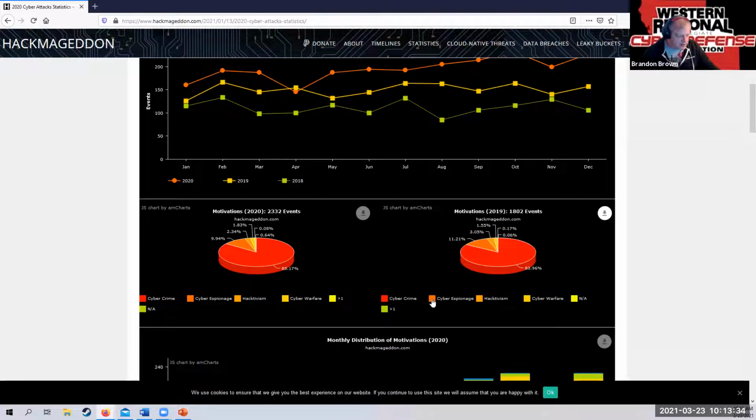Okay. Cyber espionage is on the rise, right? Year over year. I'm sorry, it's on the decline year over year from 19 to 20. Right. And that's kind of the biggest shift that we have seen.